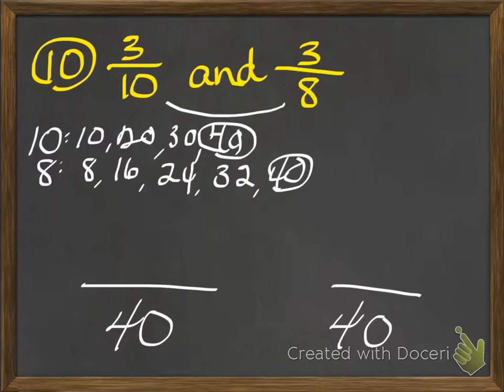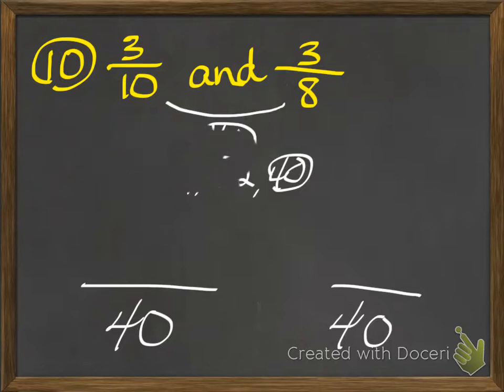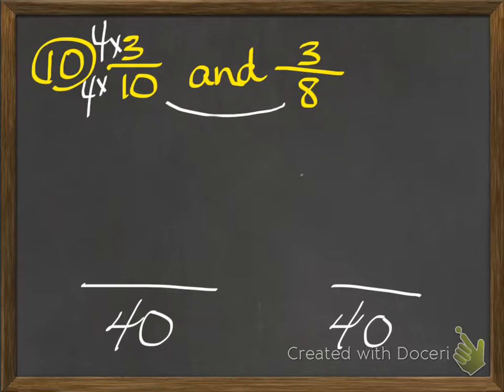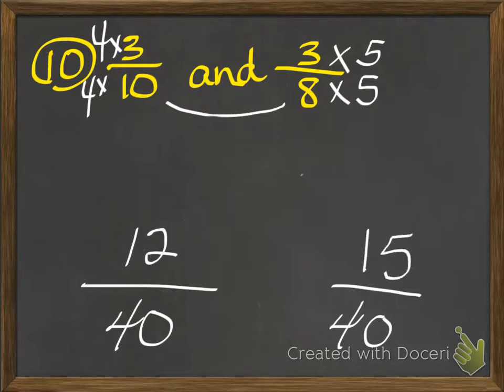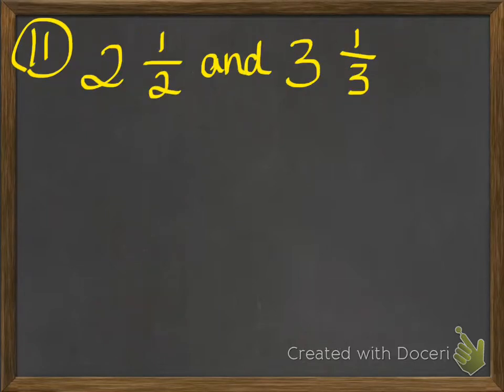So I used that. To get to 40, I'm going to erase this real quick. To get to 40, I have to multiply 10 times 4. Whatever I do on the bottom, I have to do on the top. So 3 times 4 is 12. To get 8 to 40, I have to multiply it times 5. Whatever I do on the bottom, I have to do on the top. So I do 3 times 5 equals 15. So I have a common denominator of 40, and I've renamed my fractions.